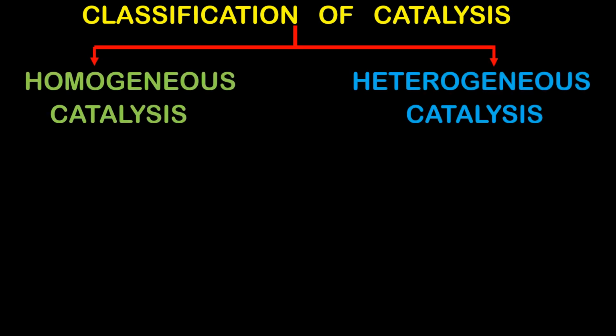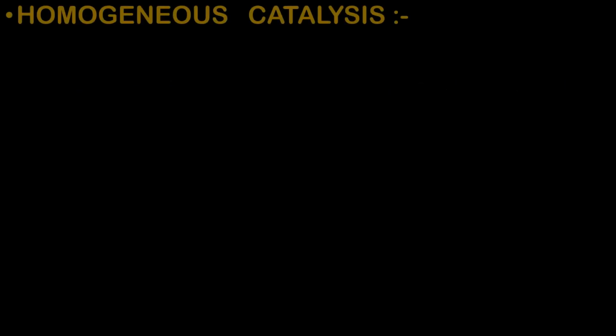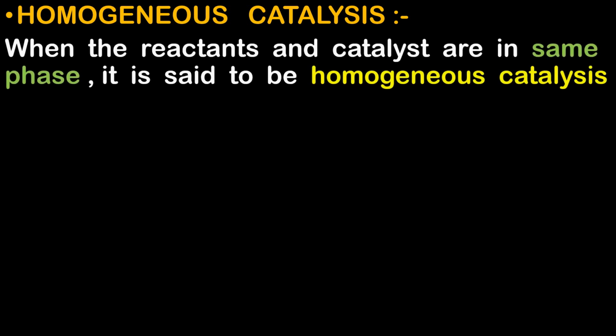Now guys, let us understand the classification of catalysis. I hope you all remember what is catalysis. Catalysis is a process in which we increase the rate of the reaction with the help of catalyst. Clear with this? Now, the catalysis is classified into two types. The first one is homogeneous catalysis and the second one is heterogeneous catalysis. So first of all, we will see what is homogeneous catalysis. So the basic definition of homogeneous catalysis is that when the reactants and catalyst are in same phase, it is said to be homogeneous catalysis.